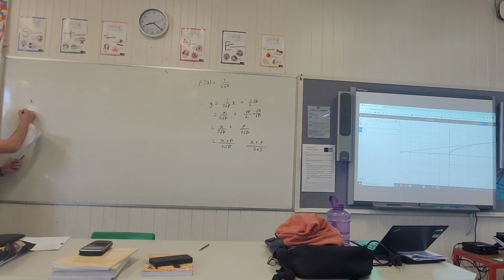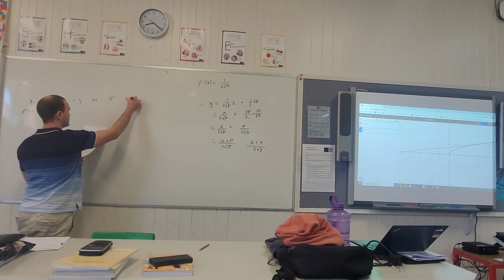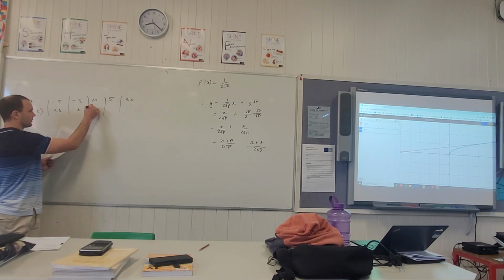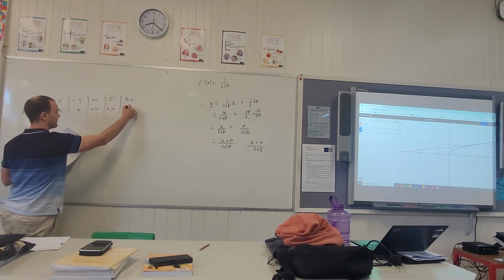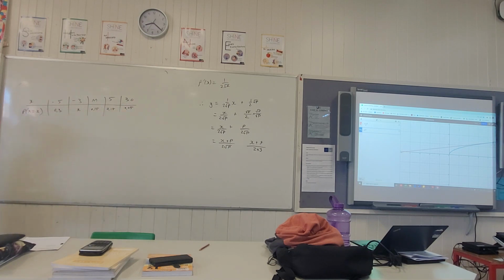We've got x, the values the discrete variable takes on: -5, -3, m, 5 and 30. And then we've got the probabilities of these events occurring: 0.3, k, 0.15, 0.15 and 0.05. Part 1 says find k. So find this value.